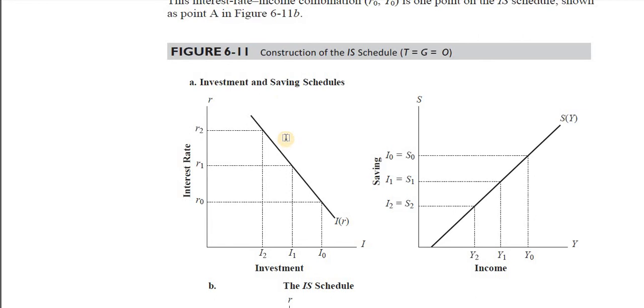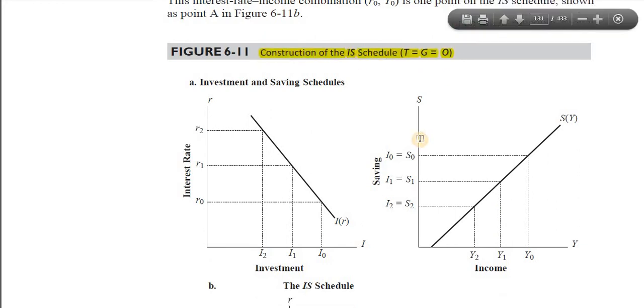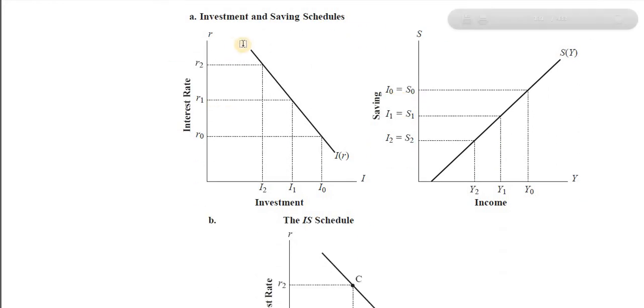This is our focus here. We need to understand this in a detailed manner. This is the primary part. So here we have to construct the IS schedule. Alright, so number one, this is quite easy. On the x-axis it's investment, on the y-axis it's the rate of interest.